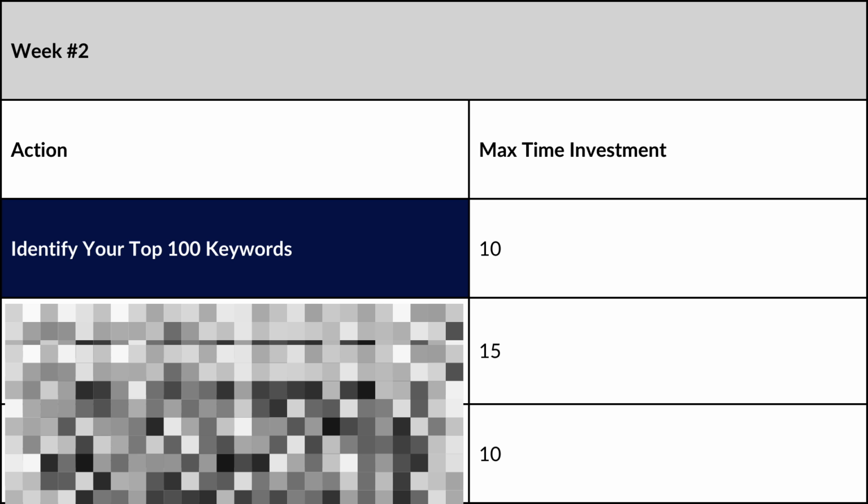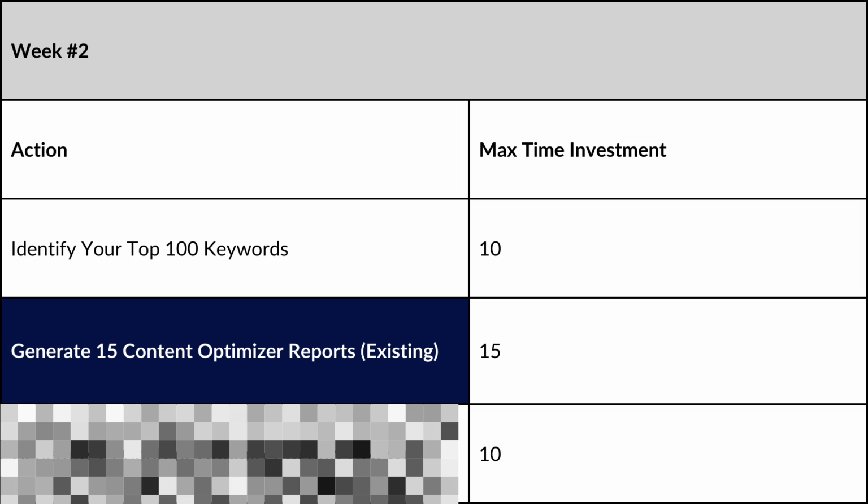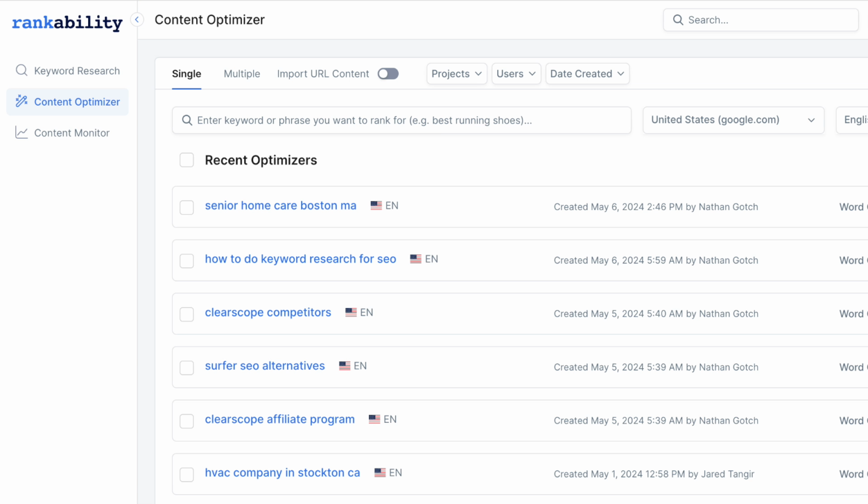10 minutes into identifying your top 100 keywords if you didn't finish last week. But once that's done, it's time to start the SEO content creation process. You're going to generate 30 total content optimizer reports with Rankability.